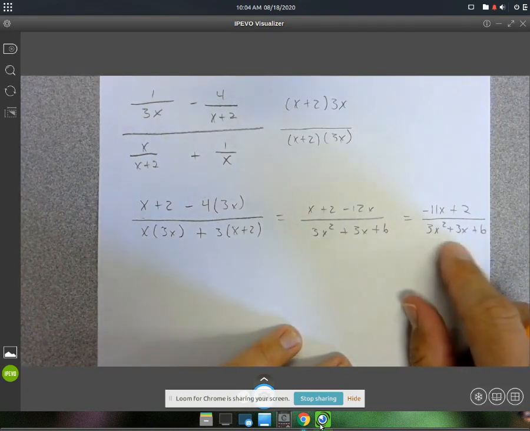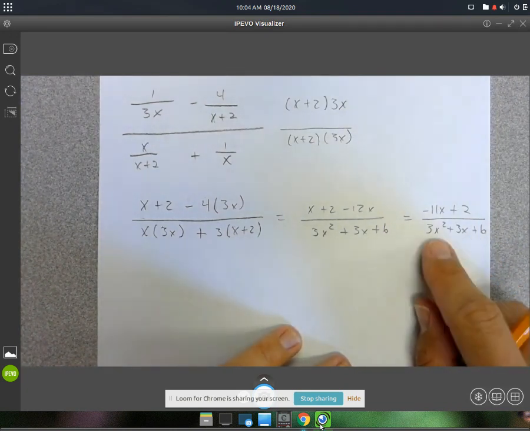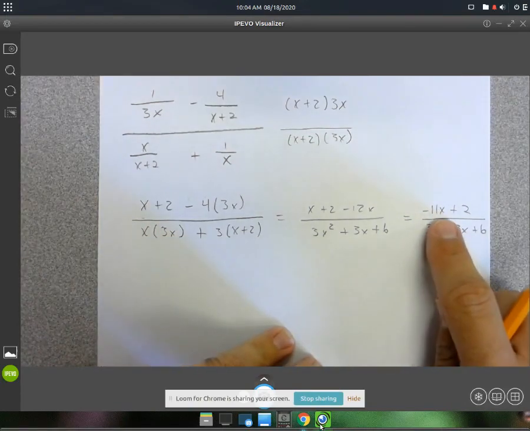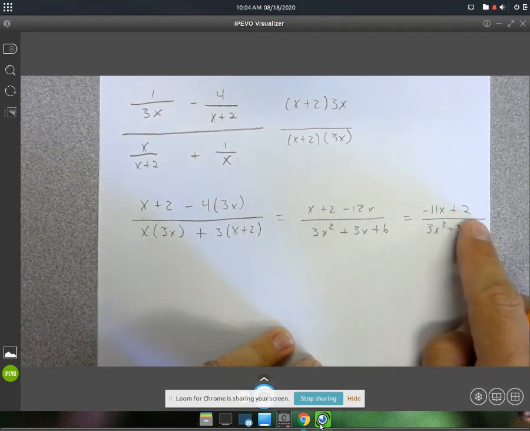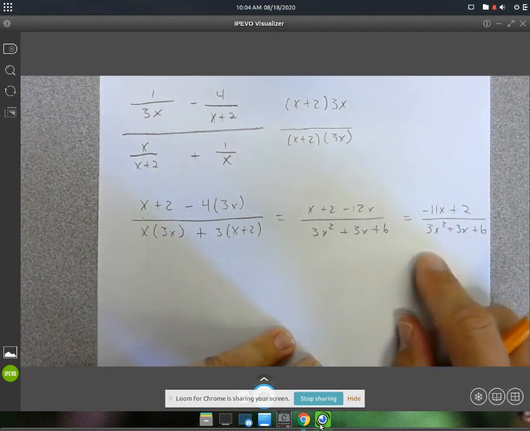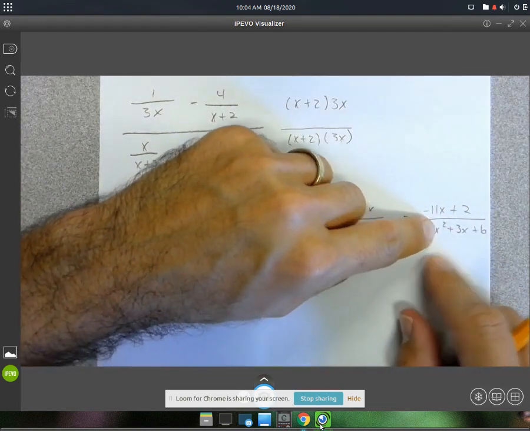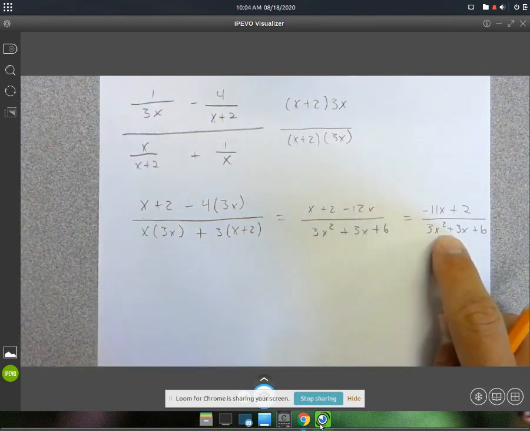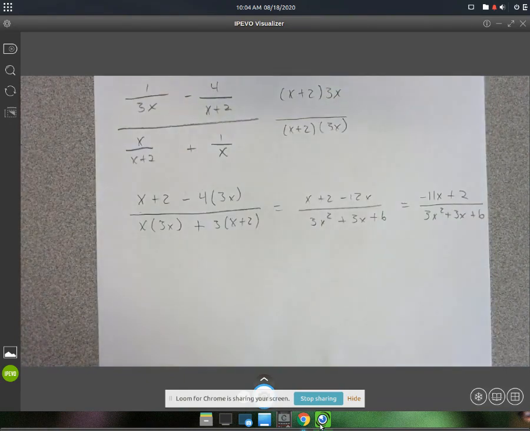Now I guess you could try to factor this, after you factor out the 3, and then see if there's a factor that would cancel with this negative 11x plus 2, but there's no way. I mean, if you factor out the 3, you're going to be dealing with a leading coefficient of a 1, so it's not going to work out. All right, so that one's good.